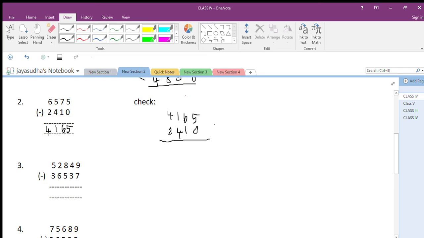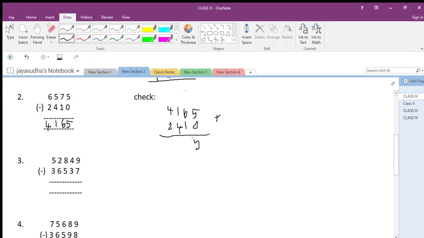These two. 5 plus 0, 5. This 6 plus 1, 7. 4 plus 1, 5. 2 plus 4, 6. Listen, children. You look at the first row.